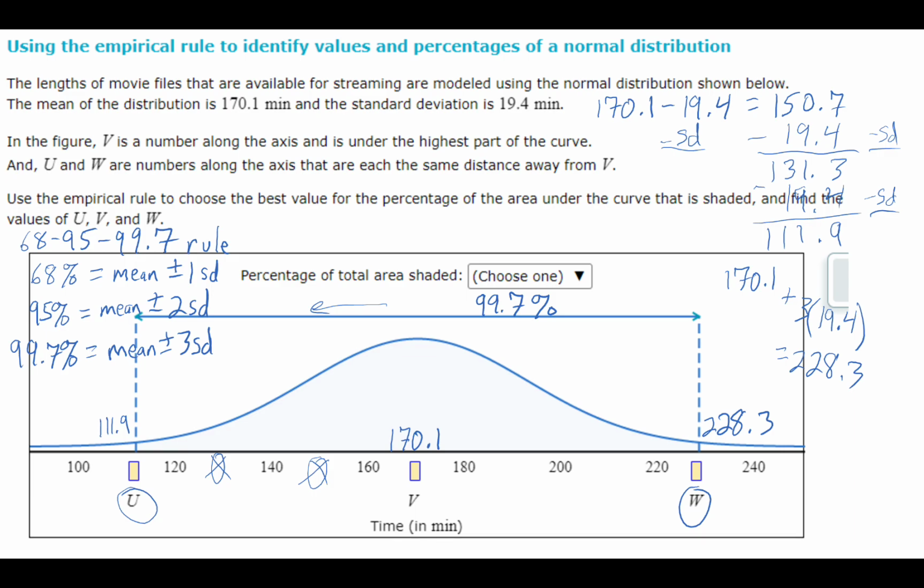And this means that 99.7% of all the movies through streaming are within this window of 111.9 minutes to 228.3 minutes. That answers the question.